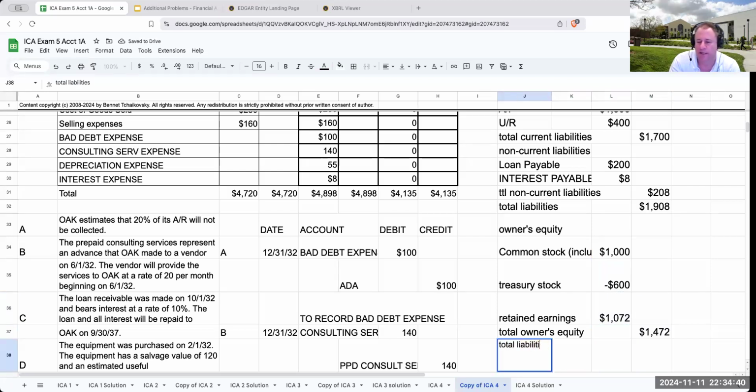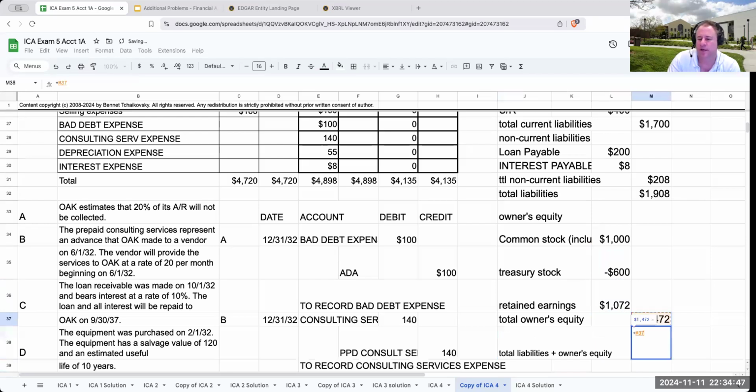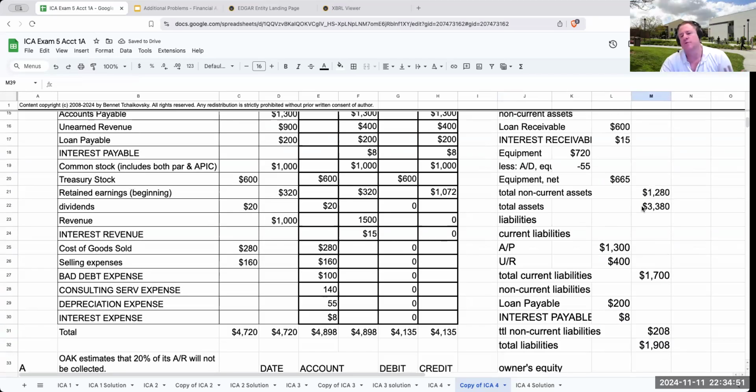My total liabilities plus owner's equity is going to be 3,380,000, which equals my total assets. So I am done with this question.